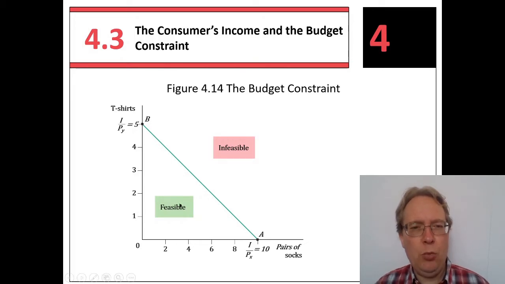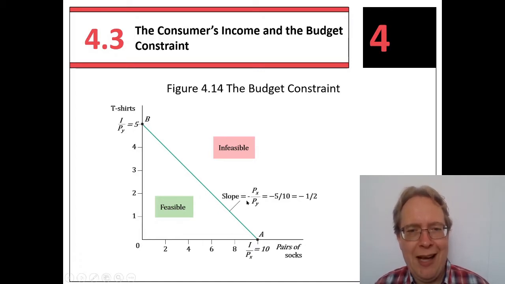What about consumption? Well, you can afford everything within this area, right? If you are here, for example, you consume 2 pairs of socks, 3 t-shirts, and that is within your budget line, so you can afford that. However, any bundle that is above your budget line, you cannot afford. You simply don't have enough money to buy 8 pairs of socks and 4 t-shirts. So this triangle here gives you all your feasible consumption bundles.